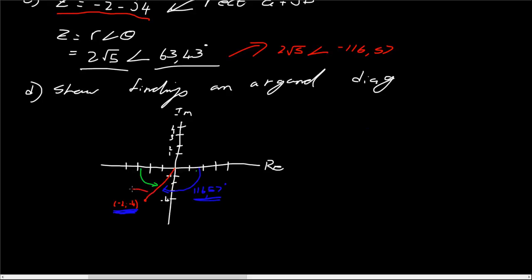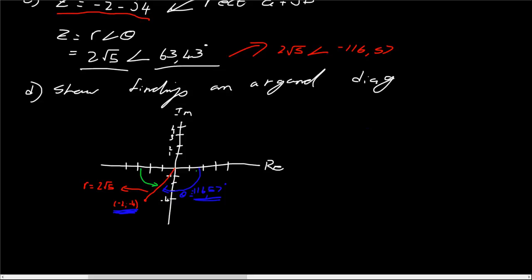So we're just going to write there, if there was space, write it on the line, but there's not here, so we're just going to write 2 root 5. And you can maybe even say r equals 2 root 5, and theta equals negative 116.57. Okay, so there you go, we've illustrated everything on an Argand diagram.